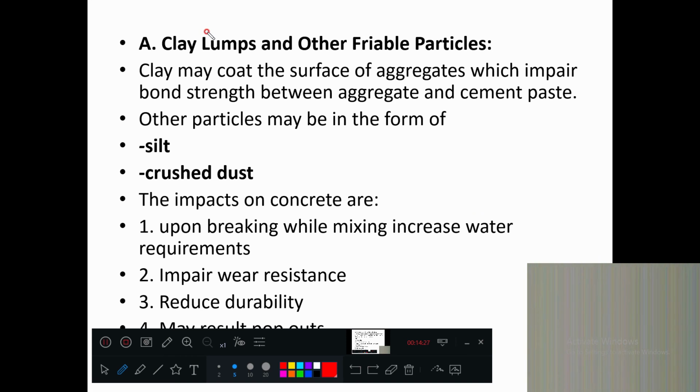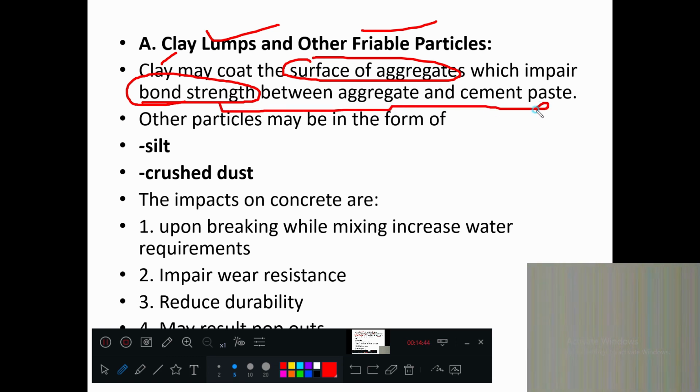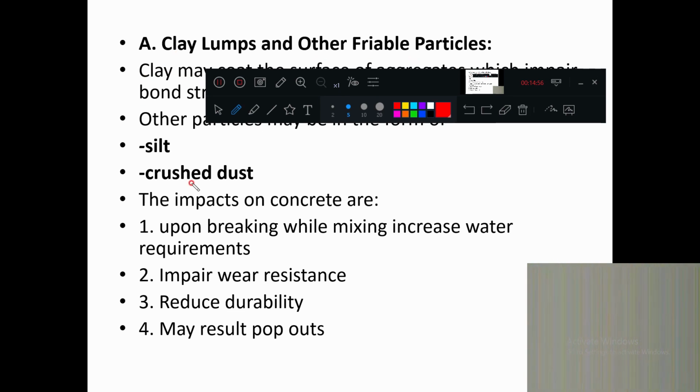What are those? In clay lumps or other friable materials, they avoid bonding. If clay is there, it will cover the surface of aggregates and it will not allow the aggregate to bond with cement paste. Aggregate and cement paste bonding is reduced here if clay material is there. Other materials are what? Silt, crushed dust. These are also other materials.